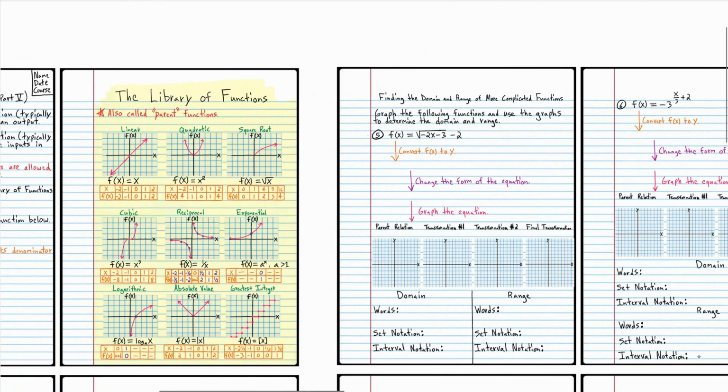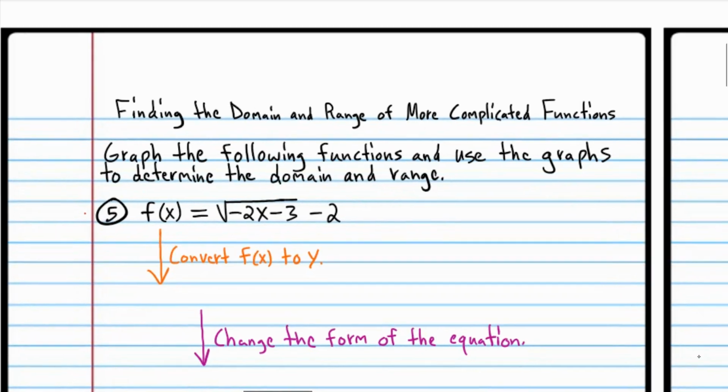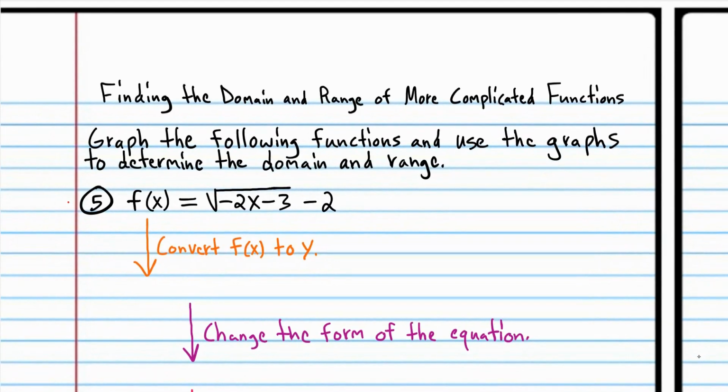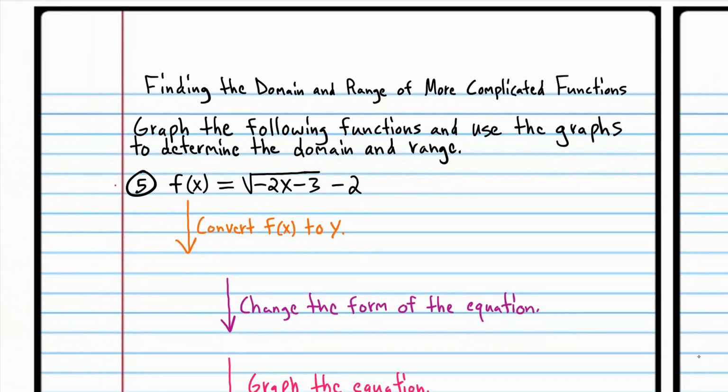So now we're going to find the domain and range of more complicated functions. Look at this function here. That's very complicated. In the previous class, we were given a graph of a function, and we were asked to find the domain and range, and that was really easy because we were given the graph. We could see how y changes and how x changes.